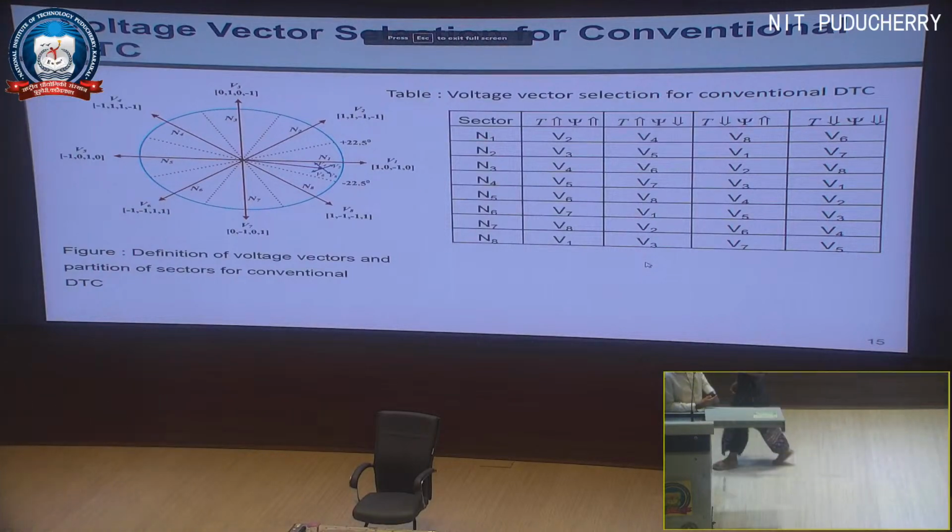So the sector voltage vector selection for the conventional DTC is what we call improper voltage selection, and it does not address the objective that we try to address.